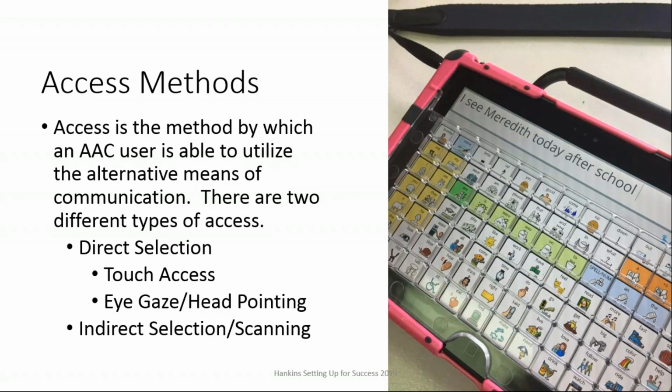Access is the method by which an AAC user is able to utilize the alternative means of communication, but there's two different kinds. We have direct selection, which involves just touching the device with your hand or your fingers or your toes or anything like that, or eye gaze or head pointing. Or you might use indirect selection, such as scanning.